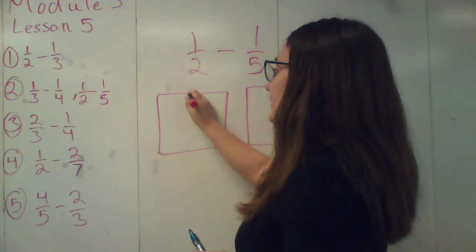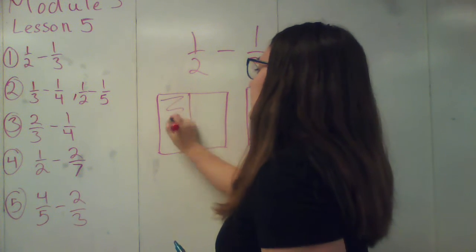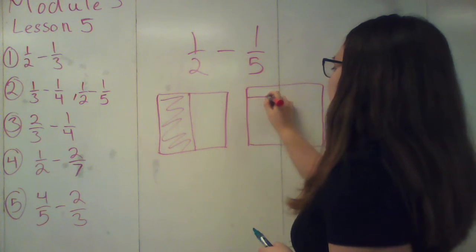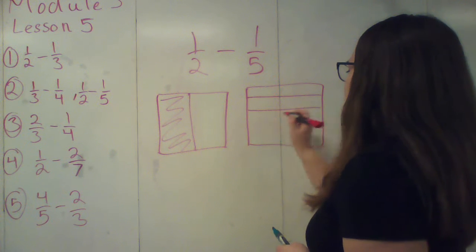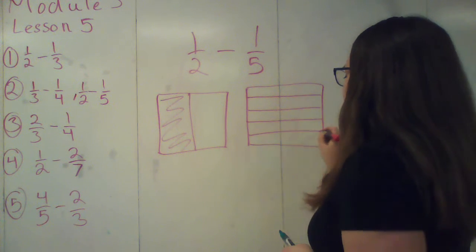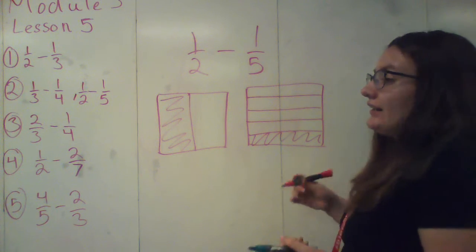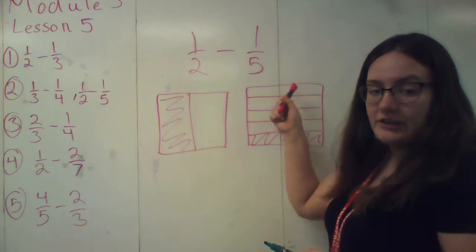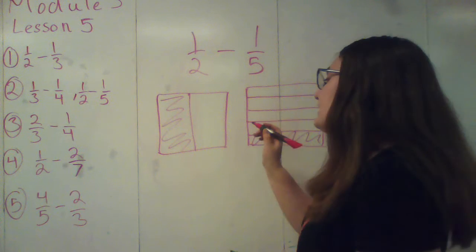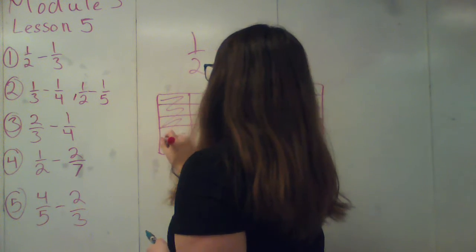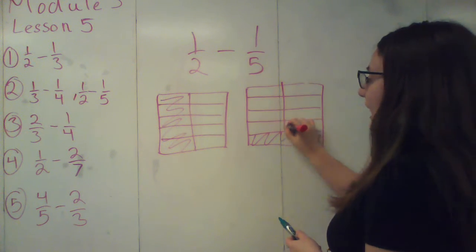So for my half, I'll cut this in half, shade that in, and then for my fifth, I'll cut this into fifths, and I'll shade it in like so. So I have my half and I have my fifth. Now remember, I need to have those common denominators, so since I cut this into fifths, I'll cut this one into fifths, and then I'll cut this one in half.